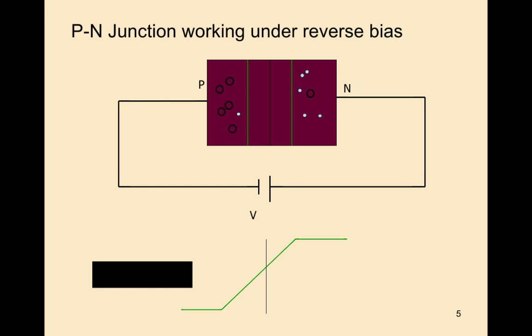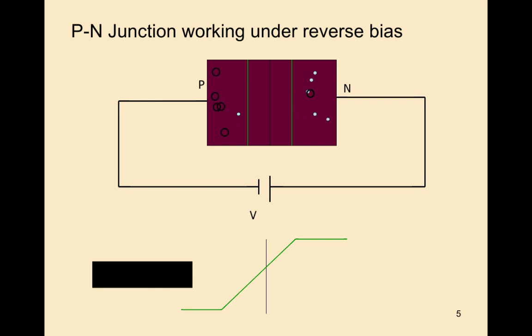Why? Because holes are positively charged particles and electrons are negatively charged particles. Holes are attracted towards the negative side of the battery. In the same way, electrons present on the N side are attracted towards the positive supply of the battery. So there is an attraction force in the diode, and the carriers move towards the battery. That's why the barrier potential will be strengthened and the depletion region width will increase.